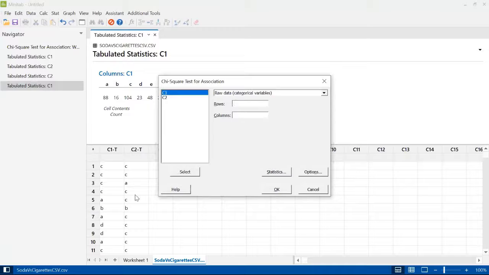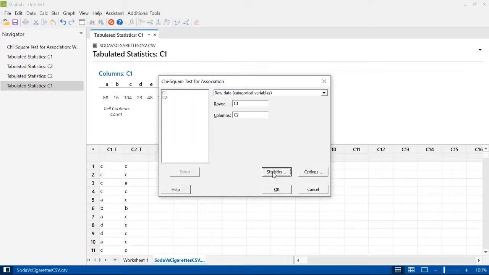The answers that determine what the row labels are is in column C1, for example, and the answers that determine what the column labels are going to be are in column C2. So here, the soda options, A, B, C, D, E, are going to go down the left side of the table, and the cigarette options are going to go across the top. They'll be the column labels. Okay, so that's what I was supposed to do here. Sorry for that misstep.